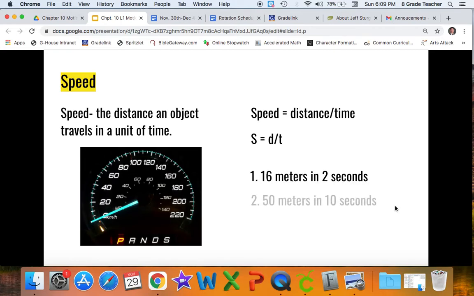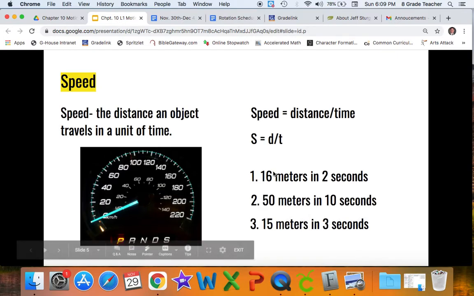Let's just practice a couple of these in terms of how we would calculate. Number one says, if you traveled 16 meters in 2 seconds, what is your speed? You take the meters divided by the seconds, 16 divided by 2, 8 meters per second. How about number two, 50 meters in 10 seconds, 50 divided by 10 is going to be 5 meters per second. Or 15 divided by 3 is going to be 5 meters per second.